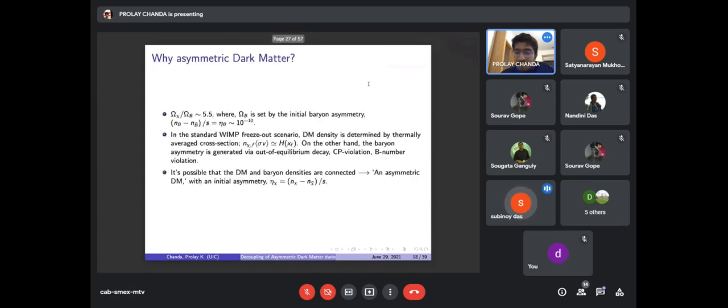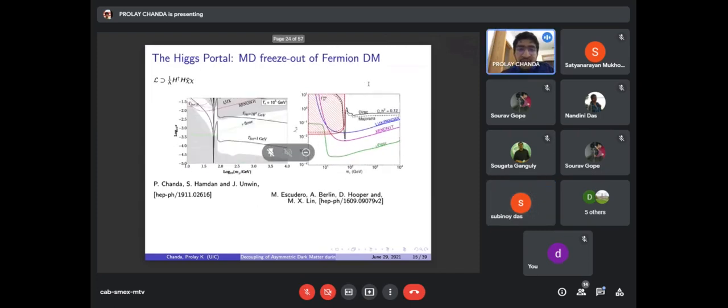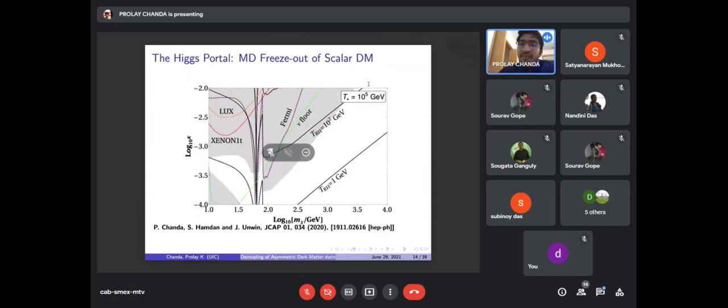And can I ask you a question? Yeah. So the gray shaded region is your allowed space? No, the gray shaded region is actually the consistency conditions. That means that in the gray shaded region, our theory is not consistent. So it is not ruled out, but it just says that whatever contour and whatever we have done analytically is not valid in that region.